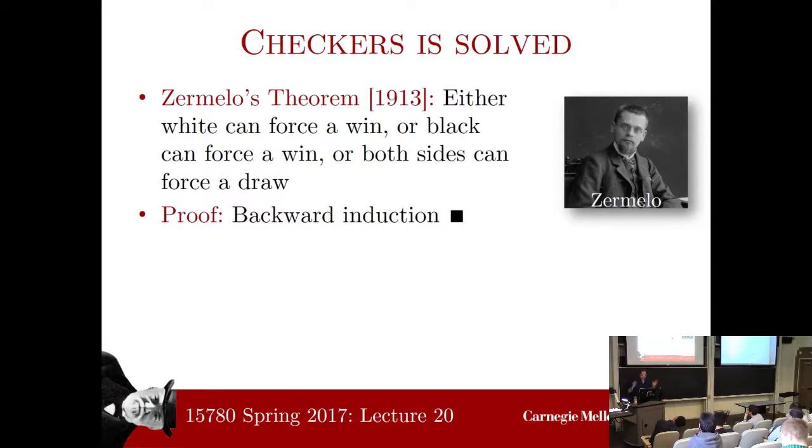Just on the story level, there's a theorem dating back to 1913 by Zermelo that says that in a game like checkers, either white can force a win. We don't know which option is true, but we know that one of them is true. Either white has a winning strategy, or black has a winning strategy, or both sides have a strategy that can force a draw.